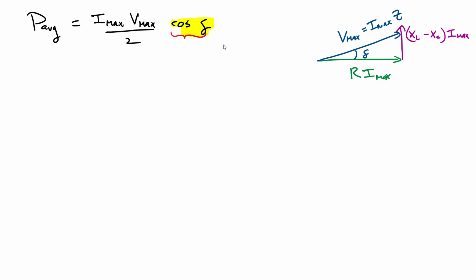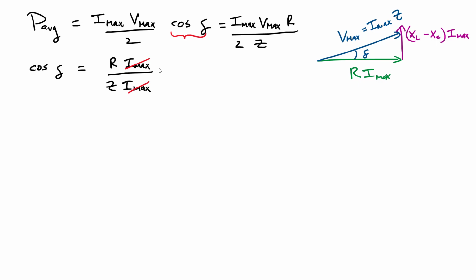So using this diagram right here, you write cosine of the angle delta as the adjacent over the hypotenuse. You can cancel out the Imax factors, and now you can go ahead and substitute this cosine of delta back up here into my expression for the average power. All right, and this is what we get.